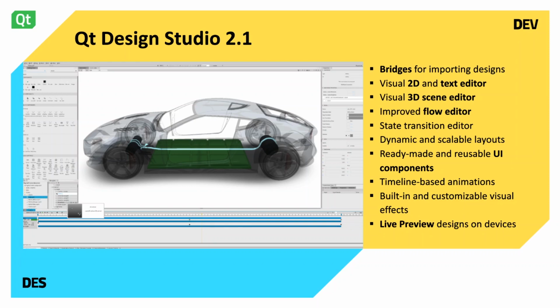Since the first version of QDesign Studio, it has dynamic and scalable layouts, ready-made UI components, and timeline-based animations. You can also use effects, and the really powerful tool is the live preview, which allows you to run the application while live updating it when making changes in the editor. You don't have to restart the application for this.